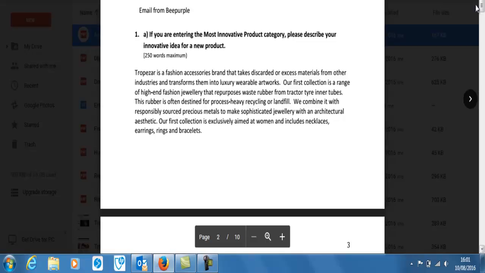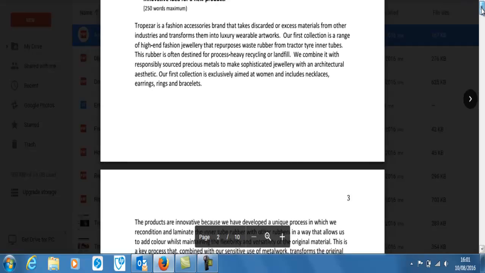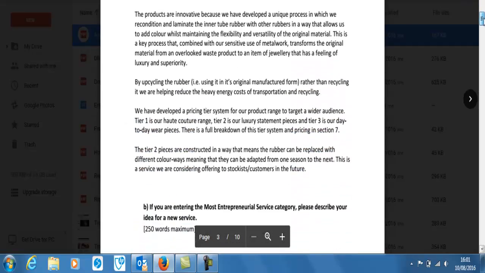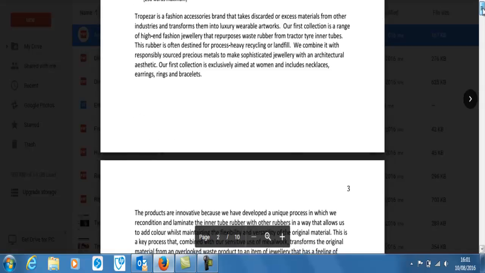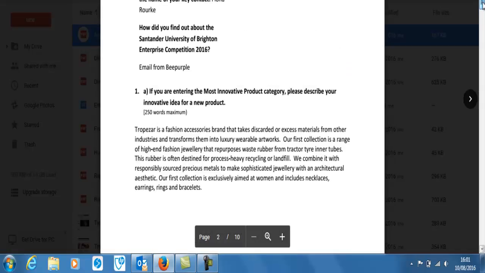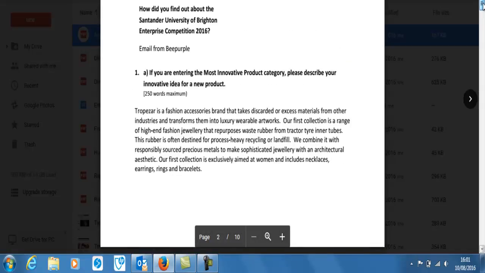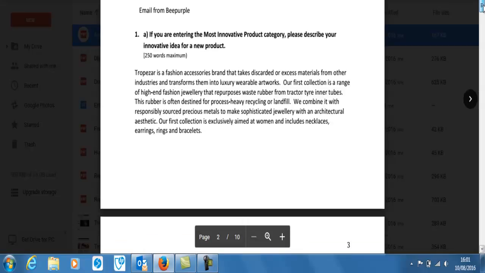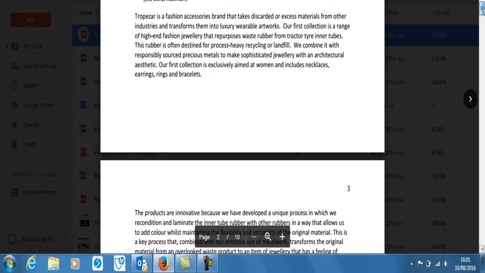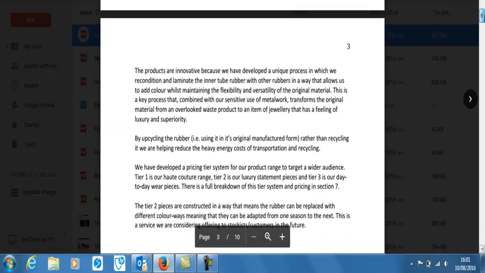Again, here you can see 250 words. If we scroll down, you'll see that there's 5 or 6 short paragraphs there. So that's more or less what 250 words looks like. Again, just the first impression, if you're looking at this application, you're marking it, you think, okay, this person's put a lot of effort in.